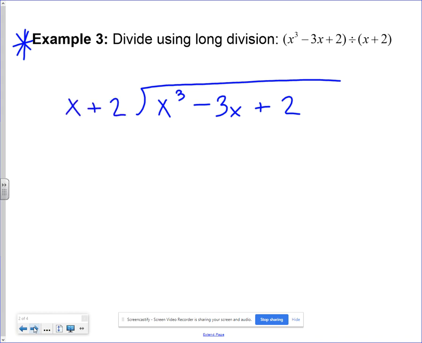Well, the thing that you're dividing into, the thing that's under your division symbol, you always want to make sure none of the variables are missing. What I mean by that is look at your largest exponent on your variable. It's a 3. The next largest exponent is a 1. Well, in between there should be an x squared. There's an x squared missing. To do long division, you have to have all the possible variables listed out after the largest one. So I'm going to have to erase this.